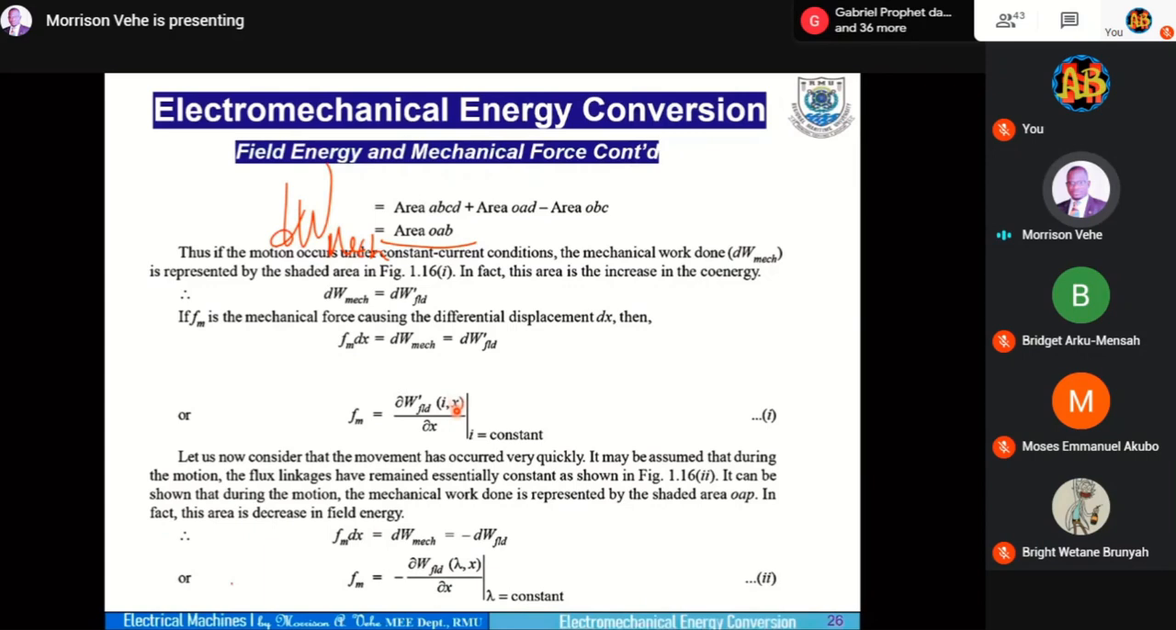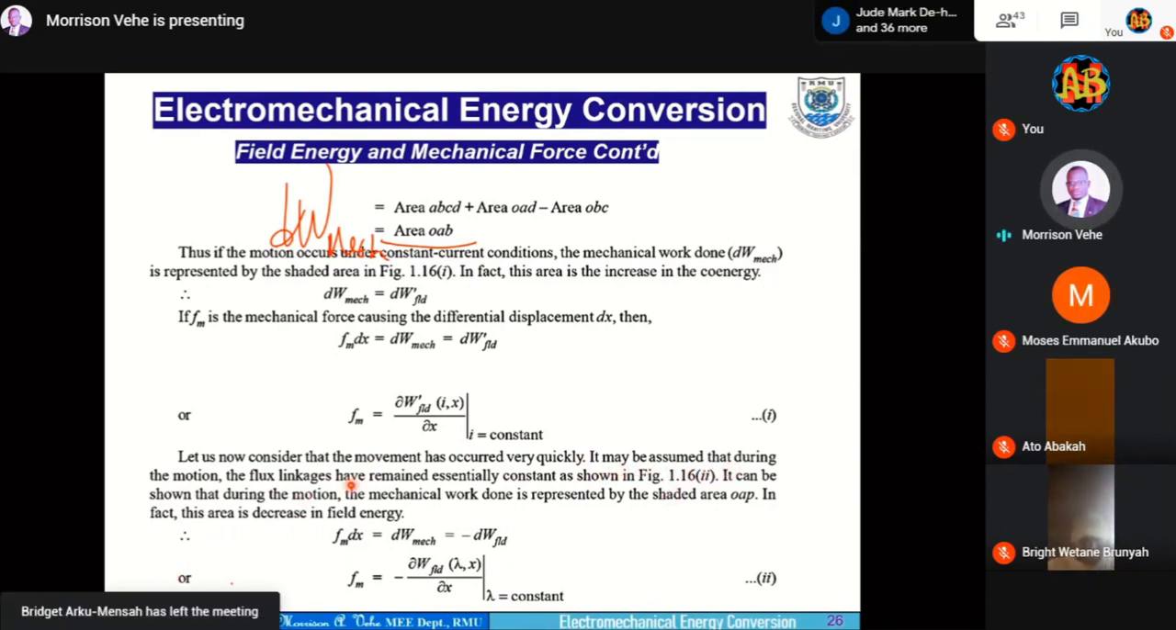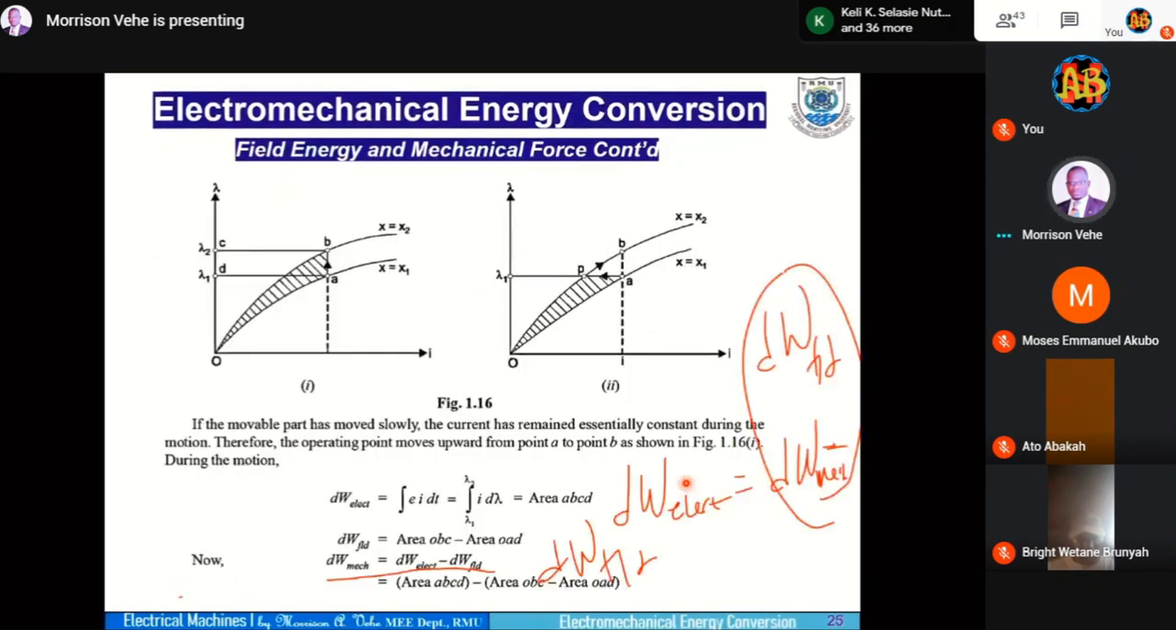So you can look at it this way. If you're also looking at a situation where lambda is constant, let's look at it. Now we'll consider that the movement has occurred very quickly. If it has occurred quickly, it may be assumed that during the motion, the flux linkage has remained essentially constant, as we have in the figure. So if it occurs quickly, then this is what it means.